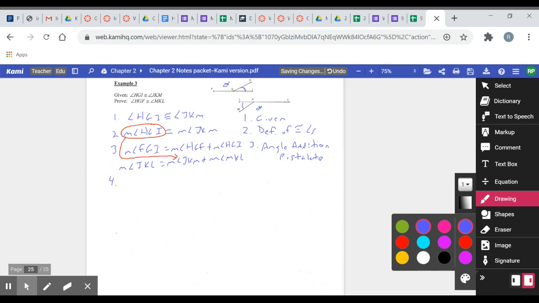So on line 4, I'm going to say the measure of angle JKL. I'm not worried about the first equation at the moment. The measure of angle JKL is equal to the measure of angle HGI this time, plus the measure of angle MKL. Okay, and I put something into something else's place. So that is substitution.